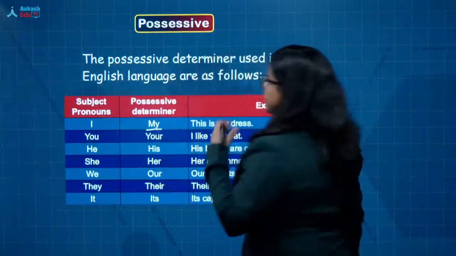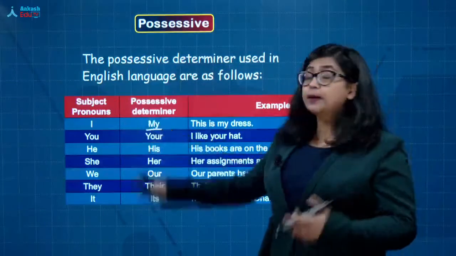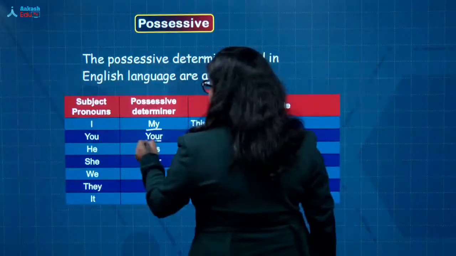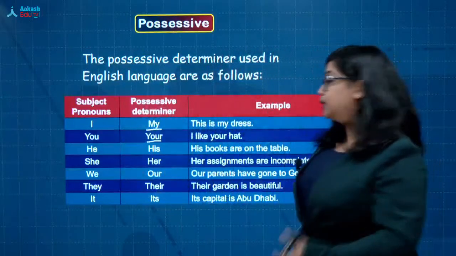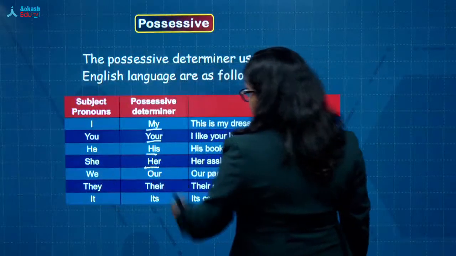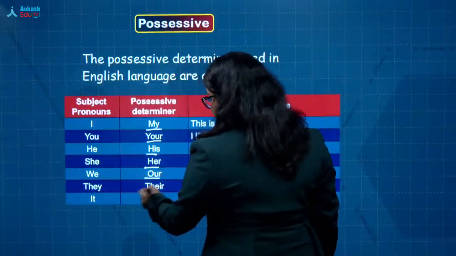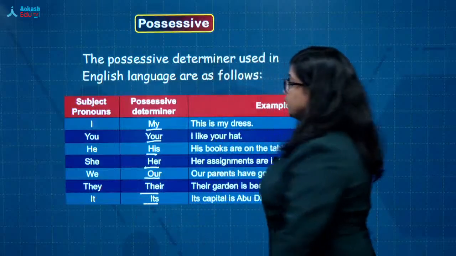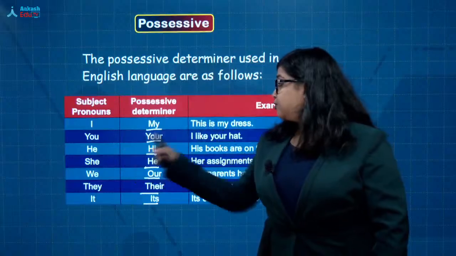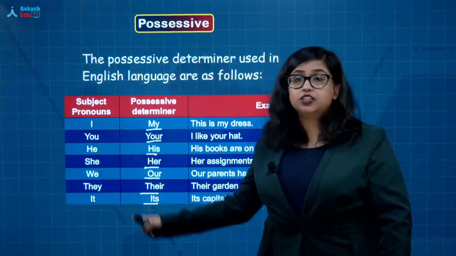So if I am talking about my ownership, like if I am talking about myself, then I'll use my. If I am talking about a second person, then I'll use your. You becomes your. For a guy, he becomes his. For a girl, she becomes her. We becomes our, they becomes their, and it becomes its. So I changes to my, you changes to your, she changes to her, we changes to our, they changes to their, and it changes to its.